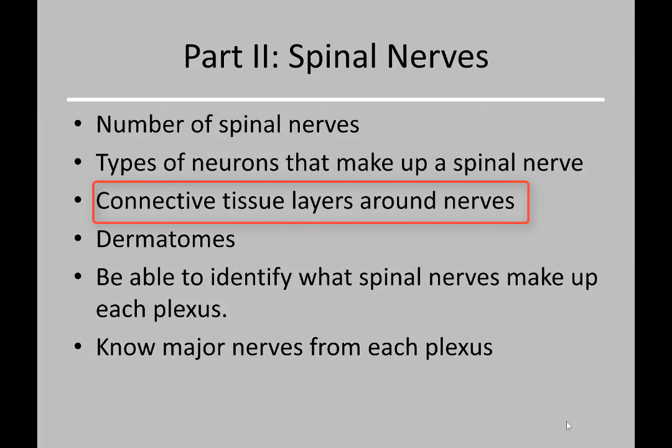Connective tissue layers around the nerves: endoneurium around one, perineurium around a group of them, and epineurium around the whole entire nerve.